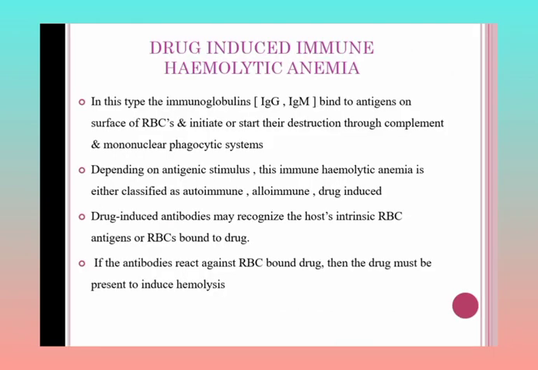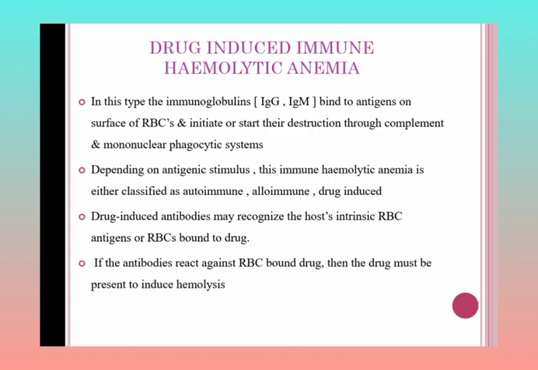Now, this is drug-induced immune hemolytic anemia, where mostly the immunoglobulins like IgG and IgM bind to the antigens on the surfaces of RBCs. Then they initiate their destruction: first IgG and IgM bind to antigens on the surface of RBCs, then they start their action by destroying the cells through the complement and the mononuclear phagocytic systems. So this is the destruction process.